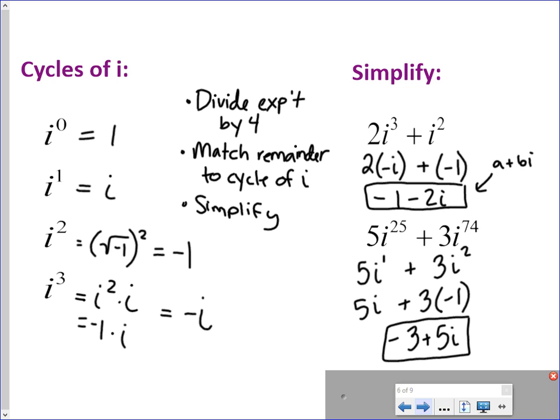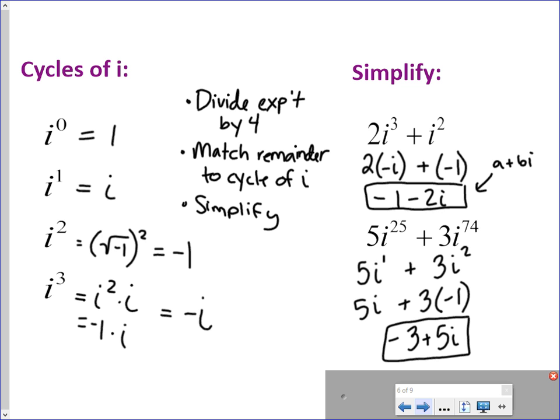Yeah, Macy. So how did you get 5i to the first? Because 25 divided by 4, I would be able to get 4 in 6 times with a remainder of 1. There are only 4 cycles, so you're always going to divide your exponent by 4, because it's going to repeat every 4. Remember, this is i to the 0, i to the first, i squared, i cubed. i to the 4th, 5th, 6th, 7th, 8th, 9th, 10th, 11th, 12th. And once you do that a few times, you realize it always goes back to 0 when the number is divisible by 4. So you're really working with the remainder.